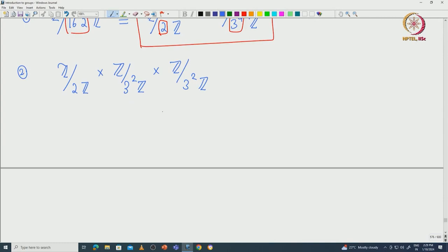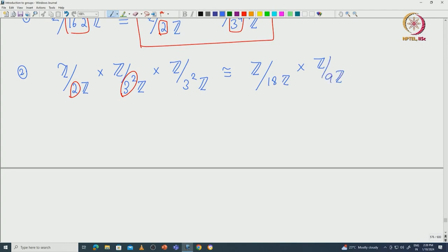So now what one can do is group them together and then make something interesting. For example, if you take this 2 and this 3 square, both of them are relatively prime, so we are allowed to combine them. Okay, so then this becomes naturally isomorphic to Z modulo 2 into 3 square, so that is 18Z cross Z modulo 9Z.